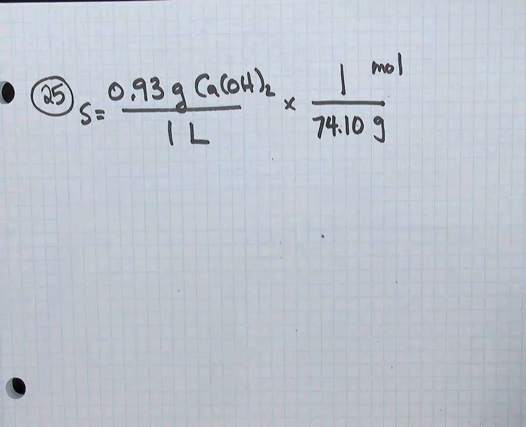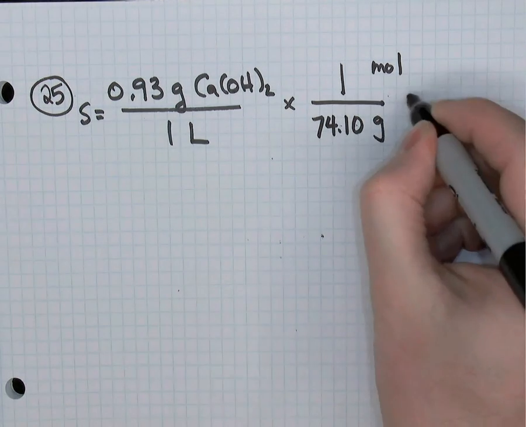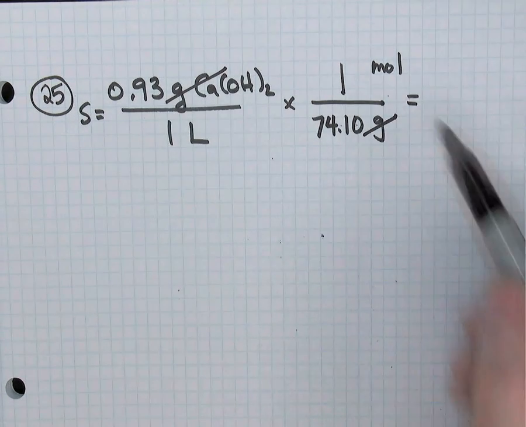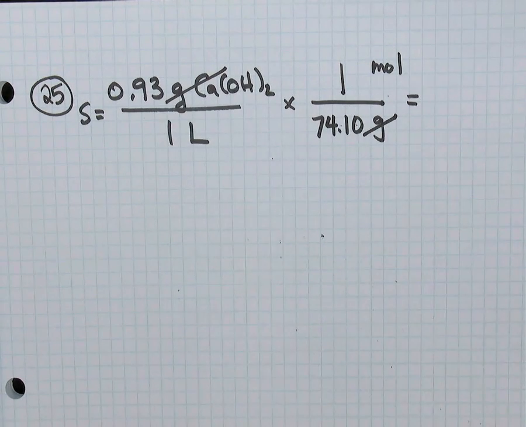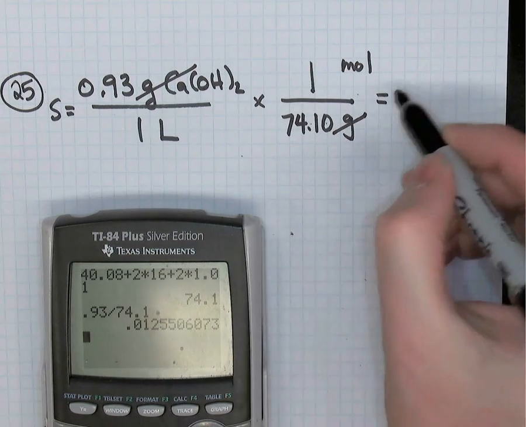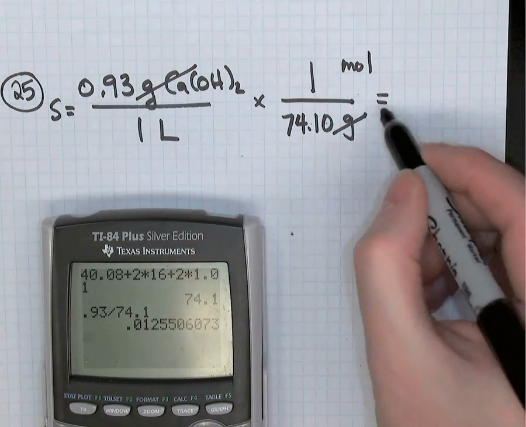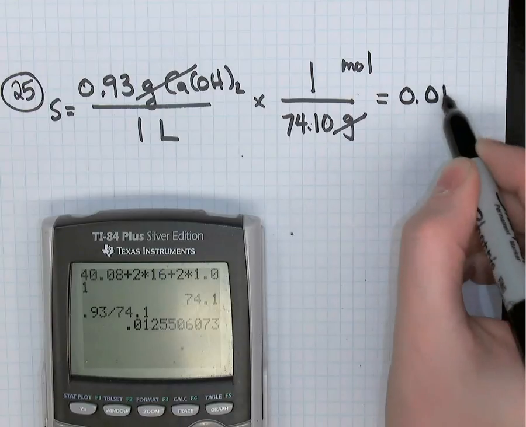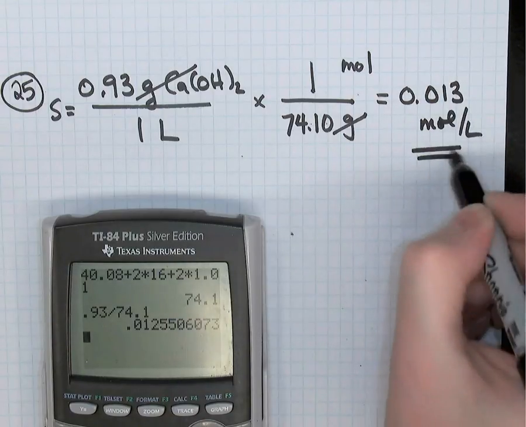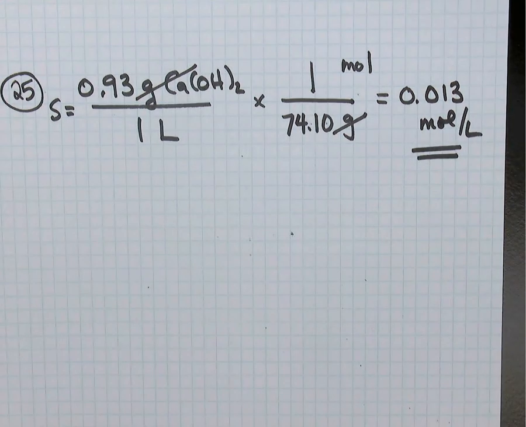74.10 grams is the mass of 1 mole. So multiplying like that, the grams will cancel, and we're left with moles per liter of calcium hydroxide. So 0.93 divided by 74.1, we get a molar solubility with 2 sig figs of 0.013 moles per liter. There's our solubility.